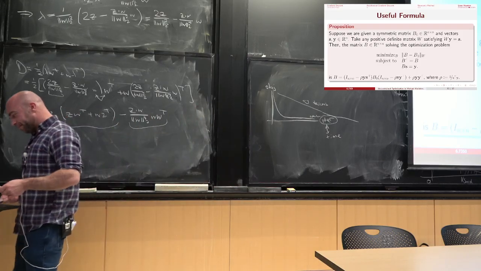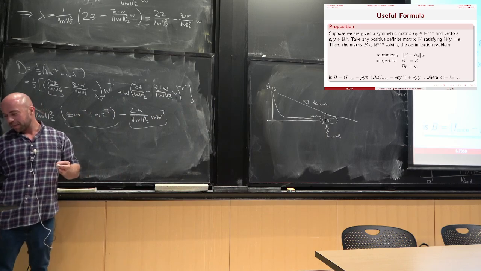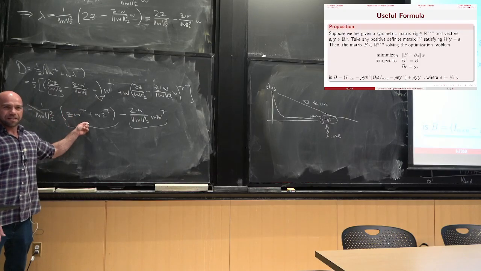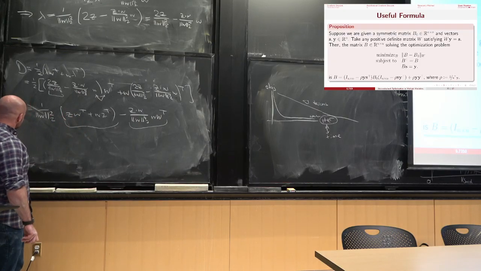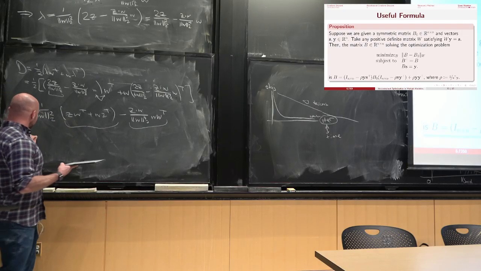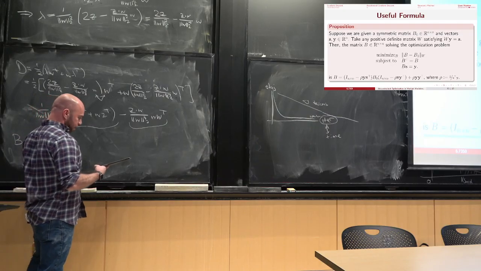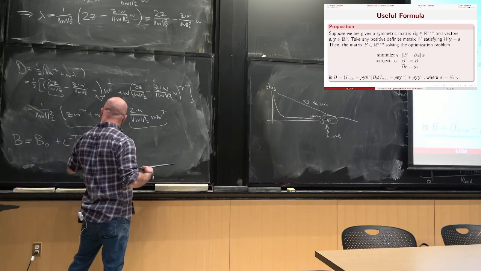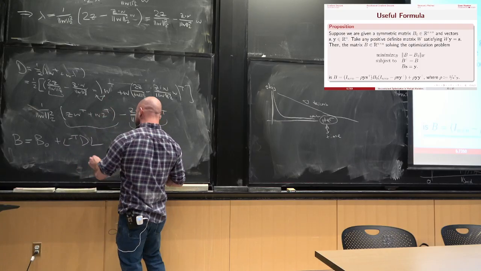And moreover, essentially we still have one thing to do, which is, now we have solved our simplified problem. What we really want is B, right? And remember that the whole point of this was that B is equal to B naught plus L inverse transpose times D times L inverse.